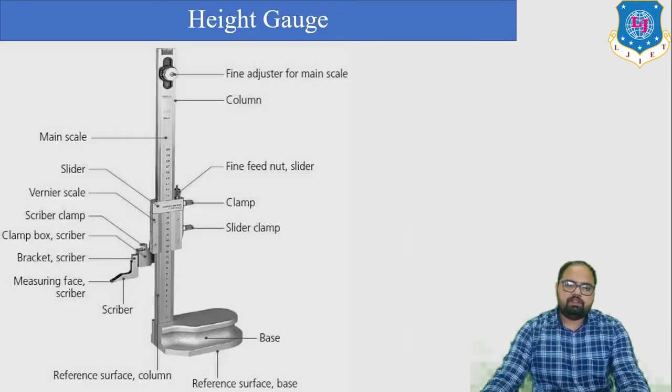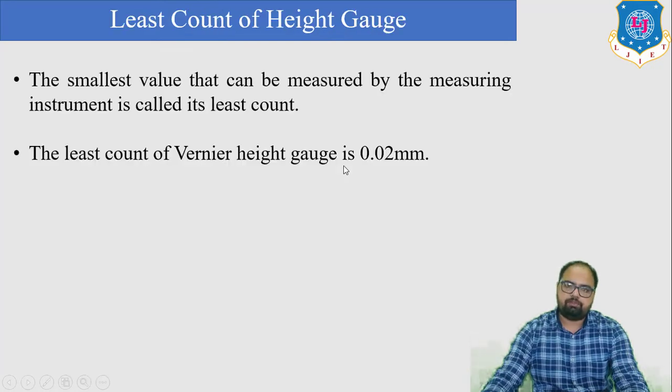You can see the various components of this vernier height gauge. This is the base, this is called the scriber. This is the measuring face of the scriber, bracket scriber, clamp block scriber, scriber clamp, and the vernier scale which can easily move on the main scale. This is the slider, this is the main scale, this is called the column, and the fine adjuster for the main scale.